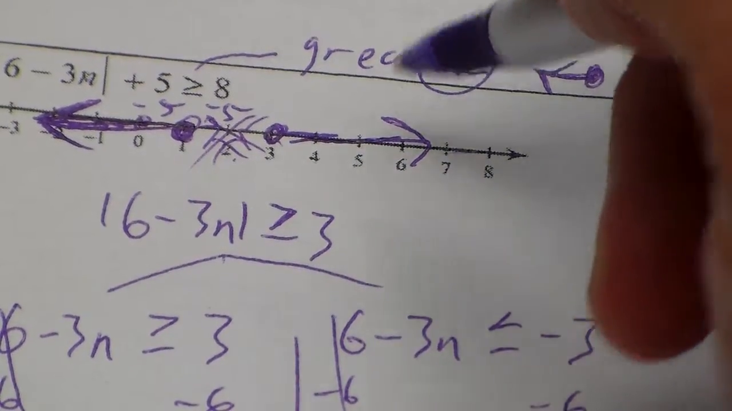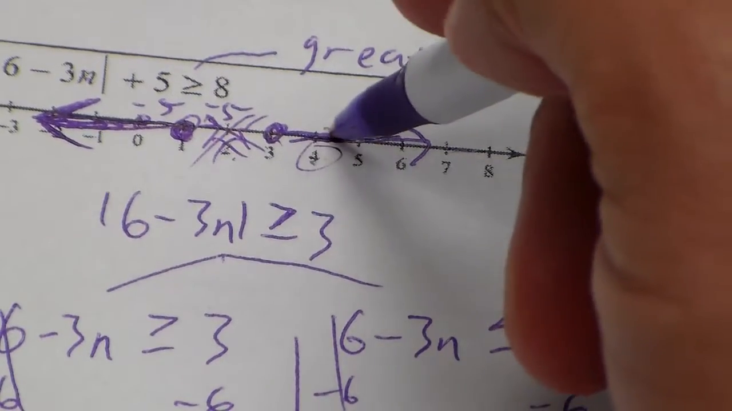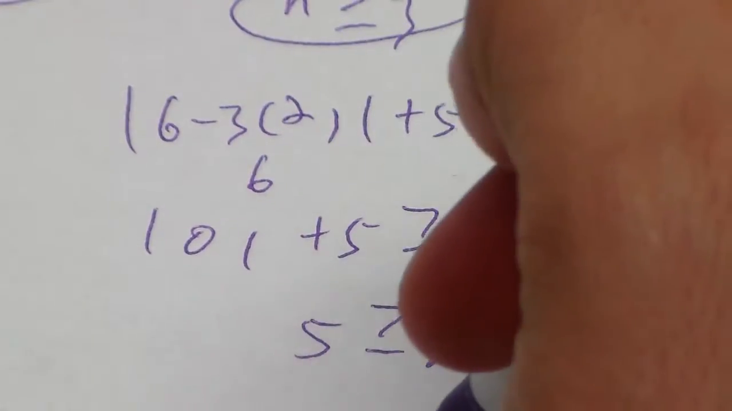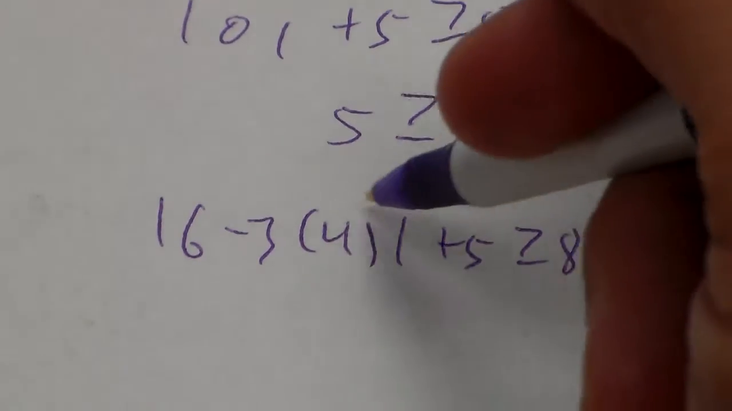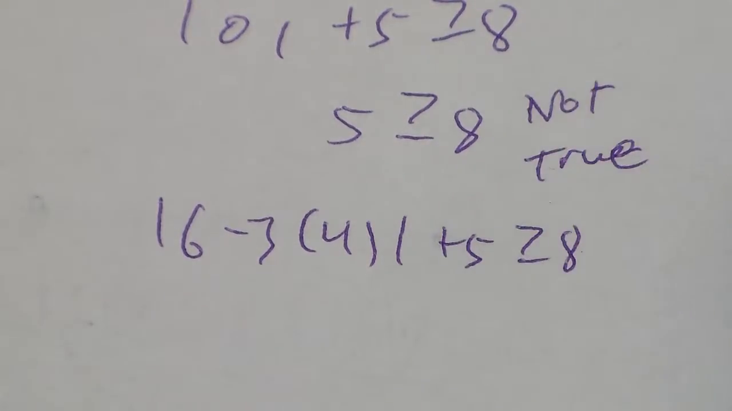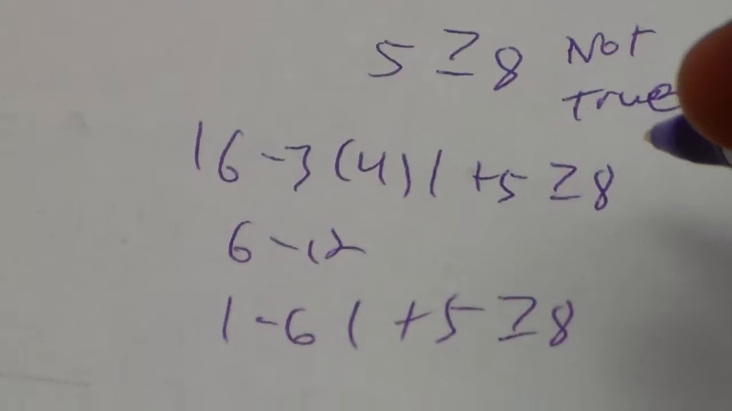So I'll give you another example where it is a solution. So maybe we could do like 4, for example, to see if that is a solution. So we go back to our original, and we plug in a 4 instead of a 2. So we have 6 minus 3 times 4, absolute value, plus 5 greater than or equal to 8. So then 3 times 4 is 12, and 6 minus 12 is a -6, plus 5 greater than or equal to 8.